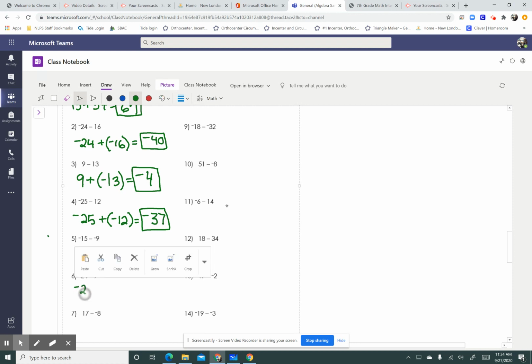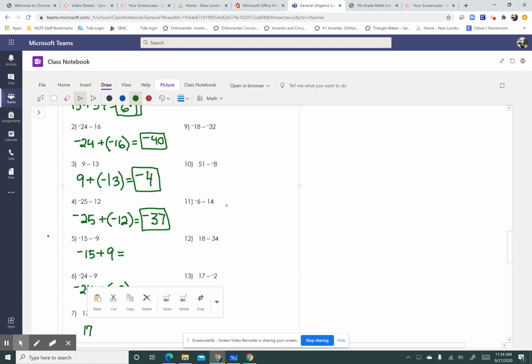Number 6, we have negative 24. We'll change the subtraction to addition. And we have a positive 9, that becomes a negative 9. Number 7, we have 17, change the subtraction to addition, and change the negative 8 to a positive 8. So I'm going to let you go ahead and finish all of these. So pause the video and work on your own. And we'll come back for the last couple problems where we do our error analysis.